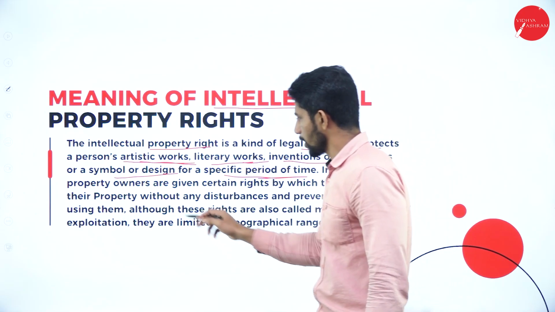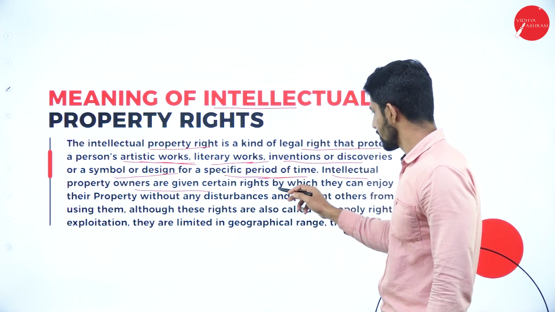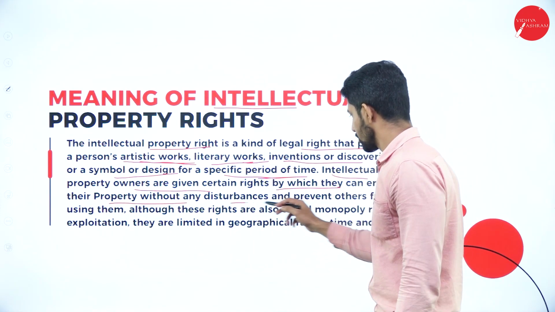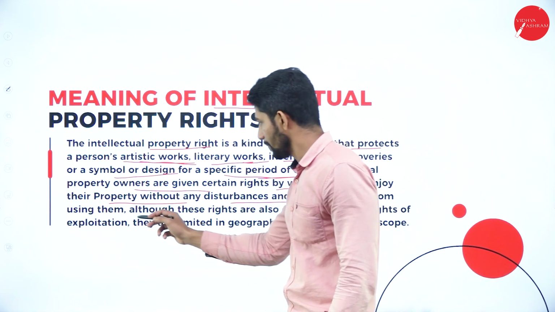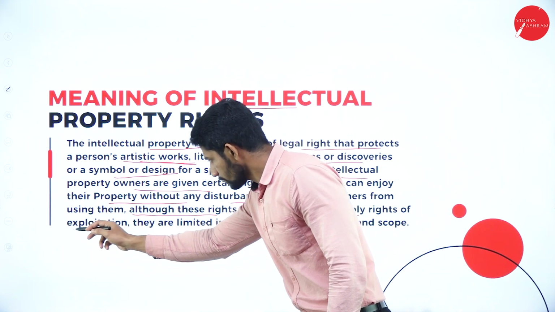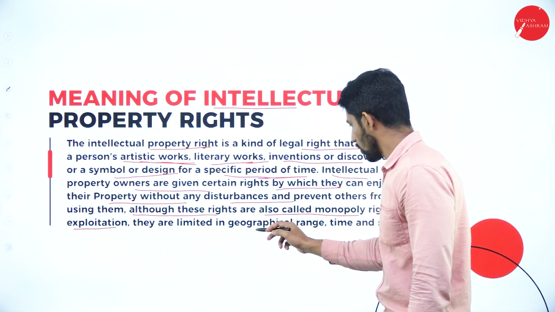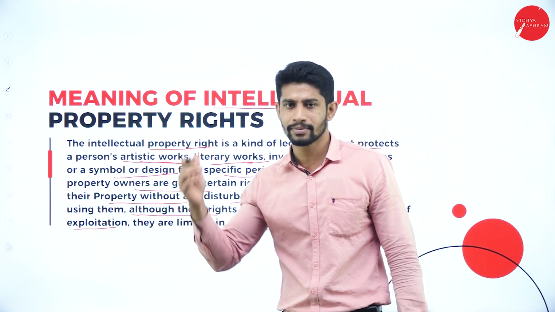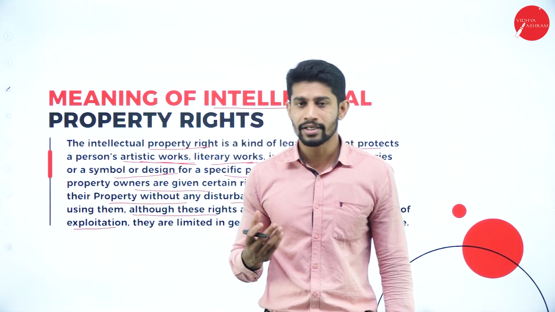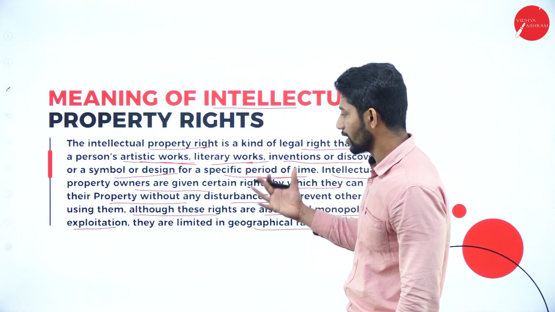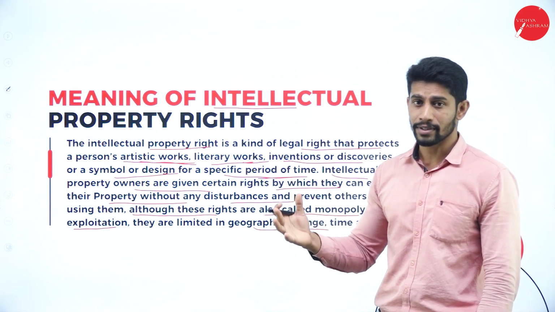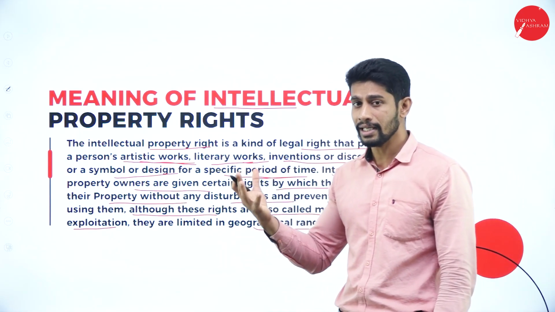And intellectual property owners are given certain rights by which they can enjoy this property without any disturbance and prevent others from using it. These rights are also called monopoly rights of exploitation. They are limited in geographical range, time and scope. Here the person who invents the product will have all the rights to the maximum extent to enjoy his inventions, so that he can use it not only for personal but also for societal benefit and the development of society.